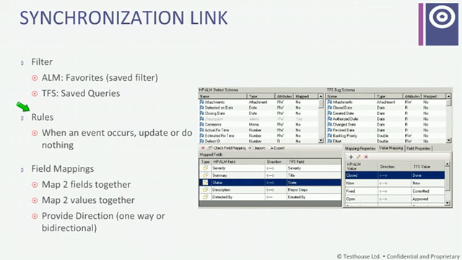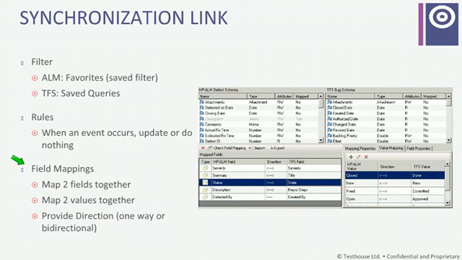Then you can specify rules, where you can specify when something occurs, do you want to update or do nothing, or do you want to delete or do nothing, or do you want to create or do nothing. So you can limit the scope of the synchronization. And the most important part of this synchronization link is a field mapping.